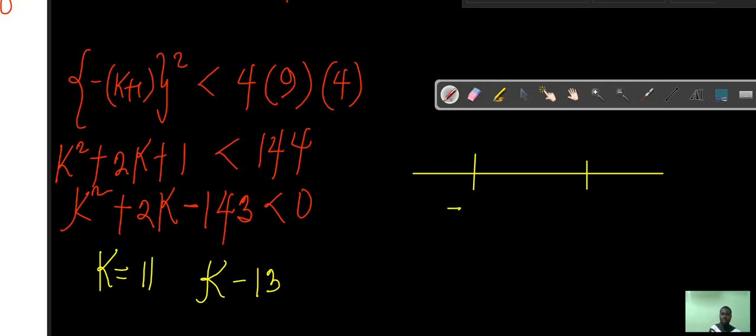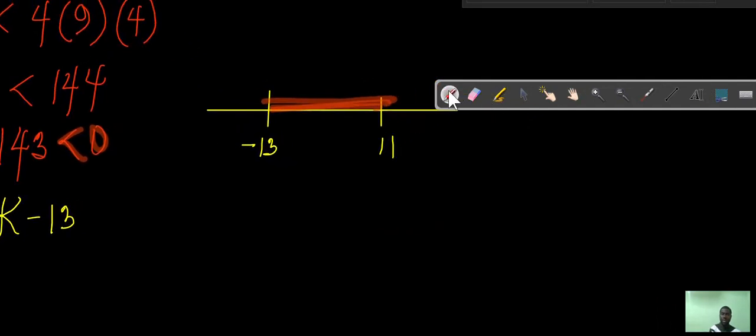So I'm going to bring negative 13 first, then 11. You notice that the coefficient of k squared is positive. This is less than 0, so the answer will be here. It's just a general observation. Since we have explained the concept, we can figure out the answer as negative 13 less than k less than 11. Ensure the small number is here, the big number is here.